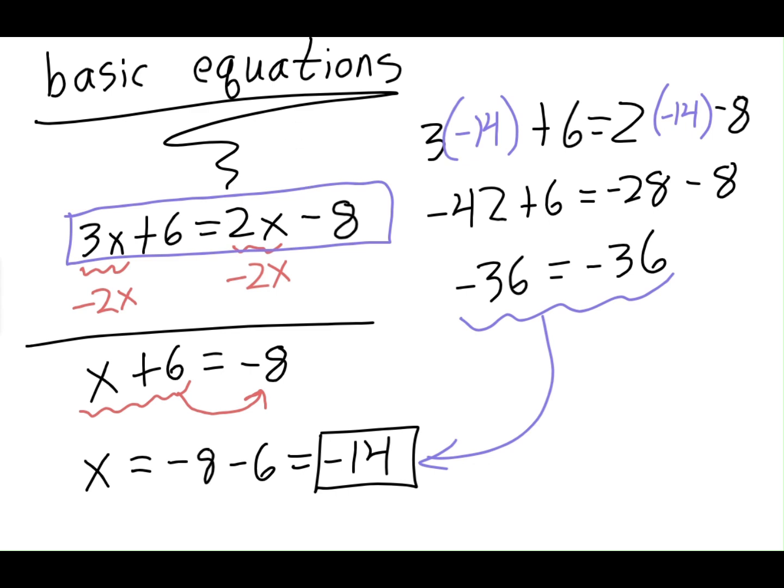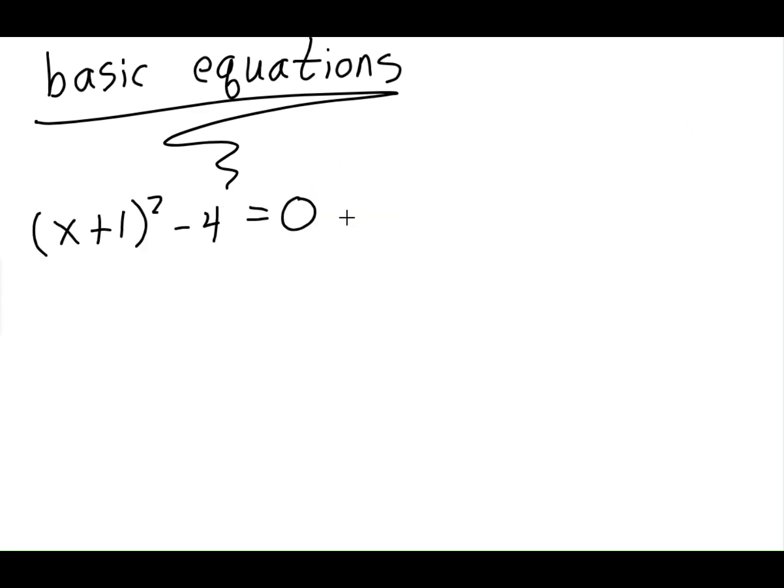Let's try another problem, make sure we've got this. Here we have (x plus 1) squared minus 4 is equal to 0. Now in this case, I'm actually not going to try and solve for x. I'm actually going to try and solve for x plus 1. So I'm going to treat that x plus 1 as if it's all just one entity, one variable.